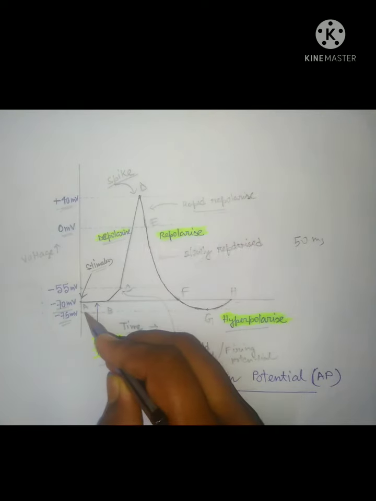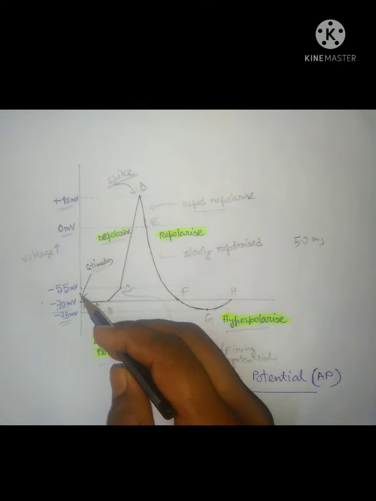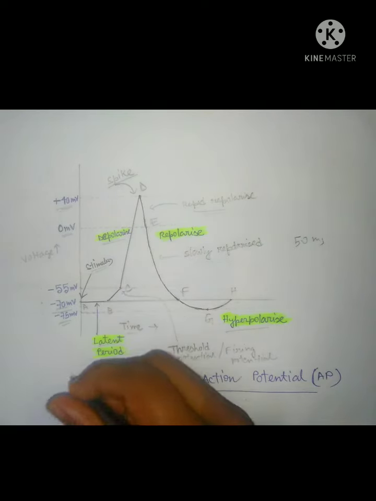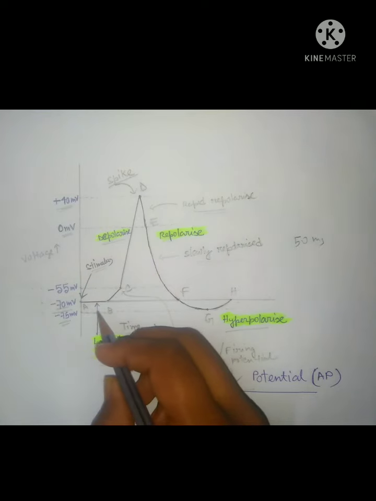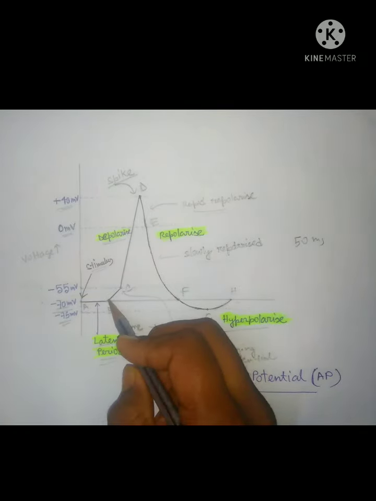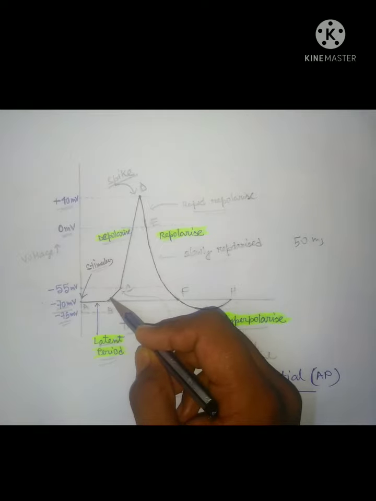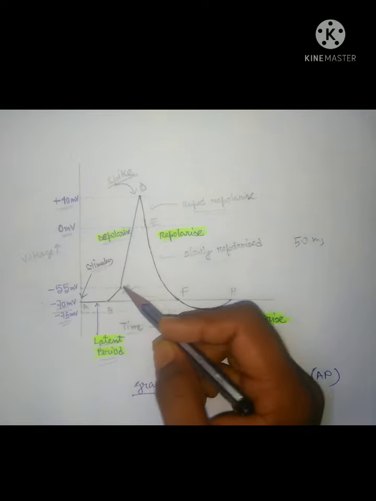At point A, we apply a stimulus. For that stimulus, sodium channels start to open, but there is a delay in sodium channel opening. This delay is called the latent period. After that, the sodium influx starts, and up to point C there is a gradual change of the membrane potential because of the initiation of sodium influx.